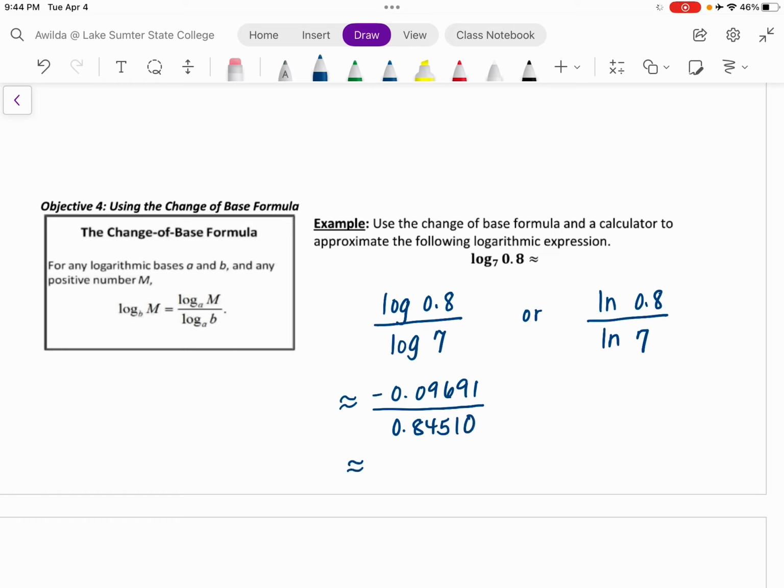So if I divide these two, then let's see what that would give me. 0.09691 divided by 0.84598. I'm getting approximately negative 0.11467.